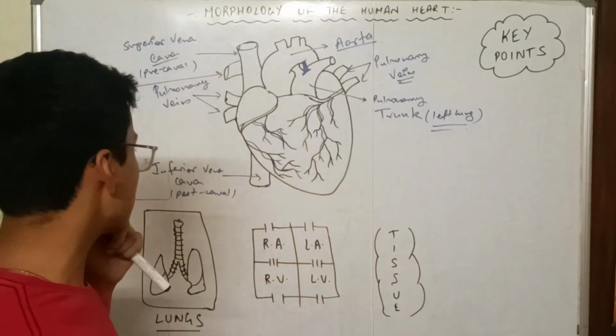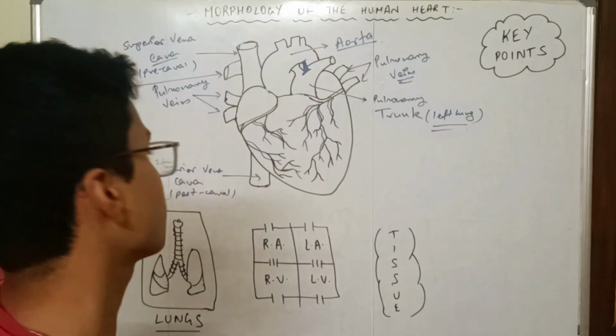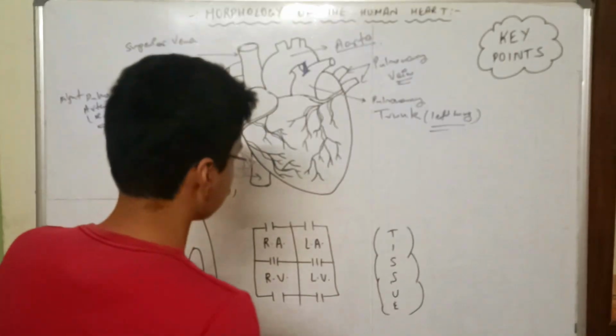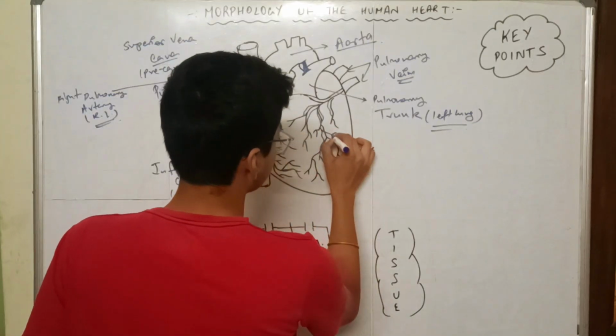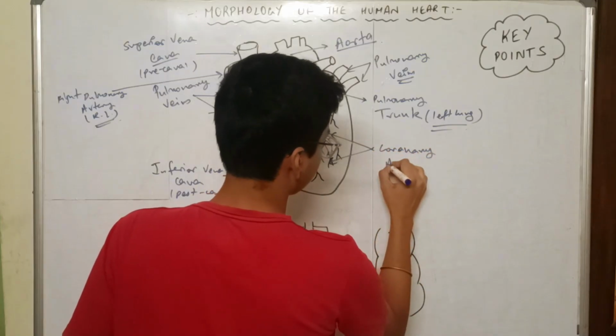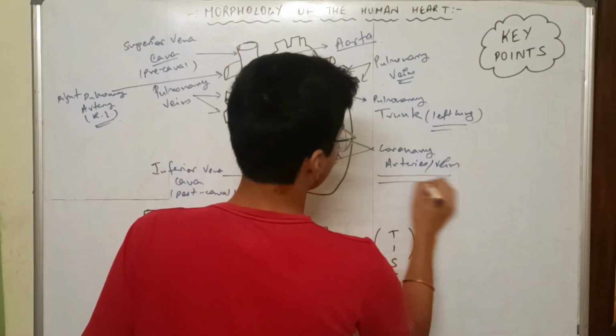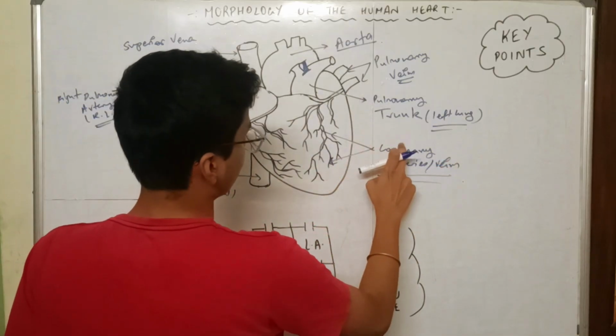So it's a very good scoring thing if you have ever picked up biology or human physiology as your interest. Now these branches are the coronary arteries and veins. Coronary arteries and veins.